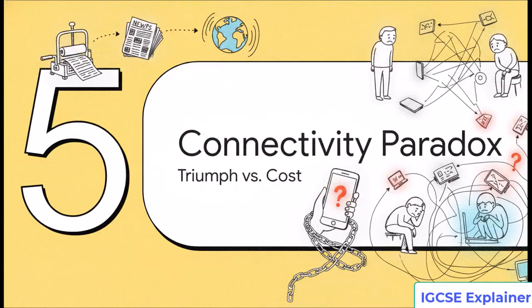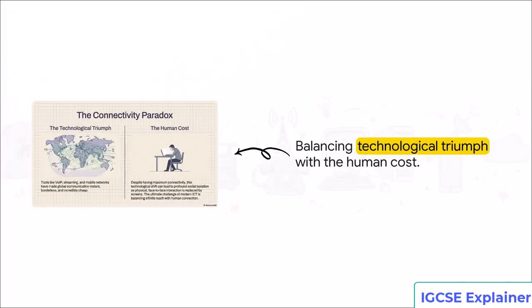And finally, we arrive at Section 5, the connectivity paradox. We've spent this whole time exploring some absolutely incredible technological triumphs, but now we have to look at the very real human cost of all this. Tools like VoIP, streaming, and global mobile networks have made communication instant, borderless, and so incredibly cheap. So the crucial point is this: despite having this maximum unprecedented connectivity, the shift can actually lead to profound social isolation. Why? Because the rich, physical, face-to-face interactions we used to have are increasingly being replaced by isolated individuals just staring at their screens alone.